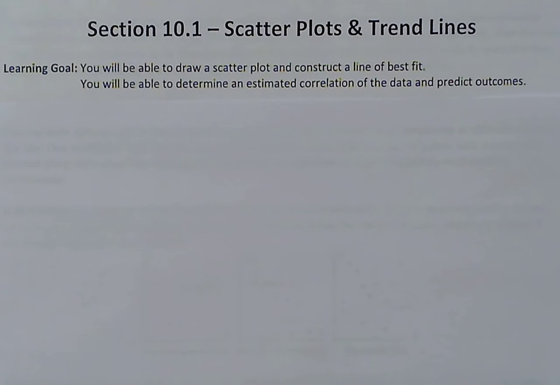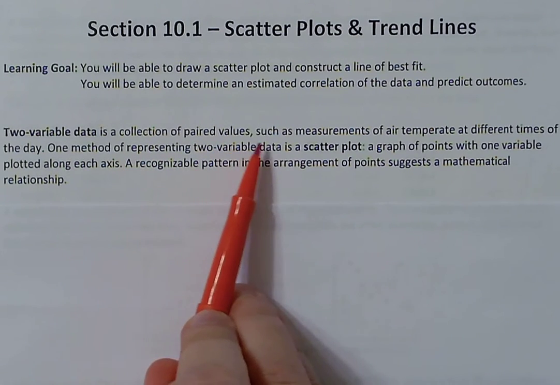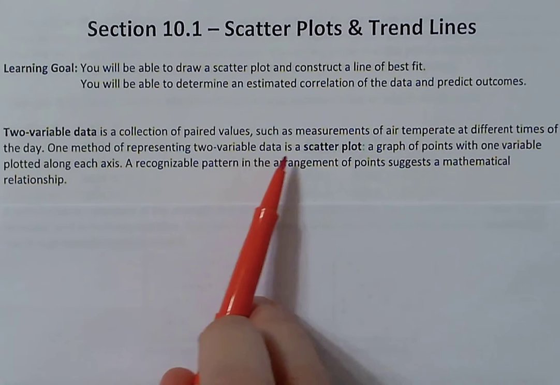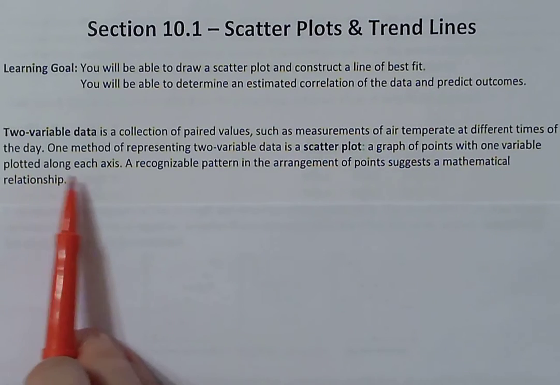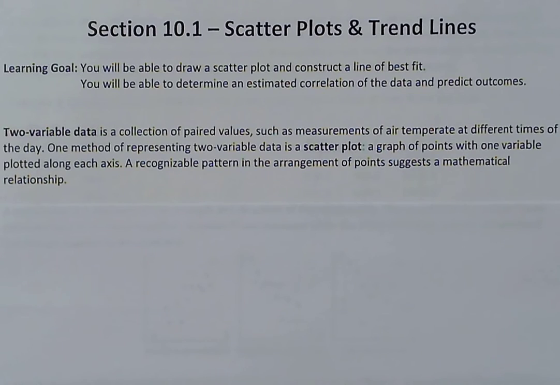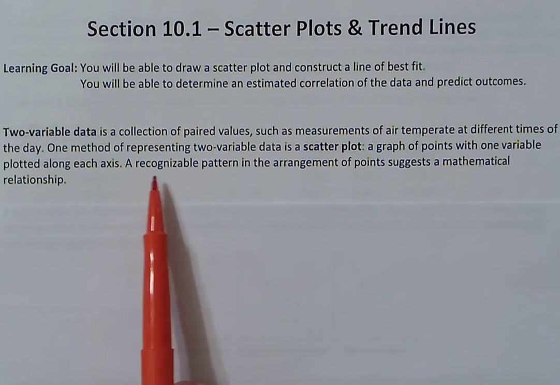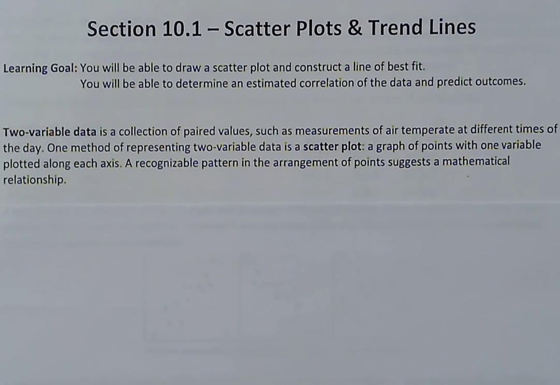So with that said, we are going to take a look at scatter plots today. Two variable data is a collection of paired values, such as measurements of air temperature at different times of the day. One method for representing two variable data is a scatter plot. A scatter plot is a graph of points with one variable plotted along each axis. So for the x-axis, you could plot the time of day, and for the y-axis, you could plot the air temperature. Now, a recognizable pattern in the arrangement of points suggests a mathematical relationship. So if we notice a pattern occurring, then we can talk about the mathematical relationship for that situation.